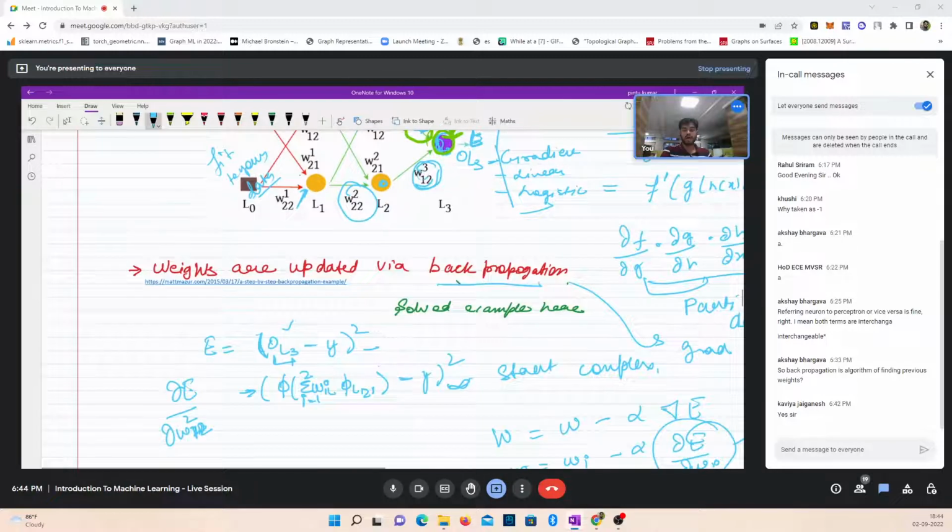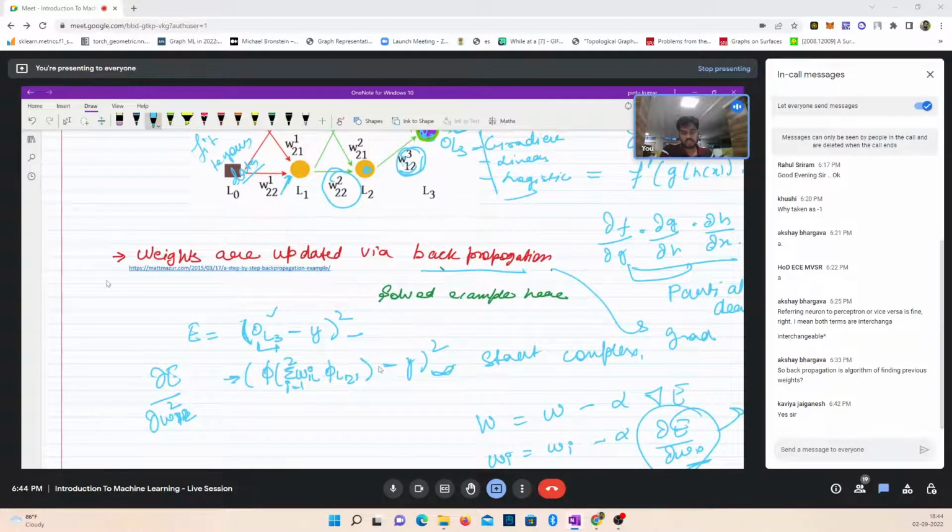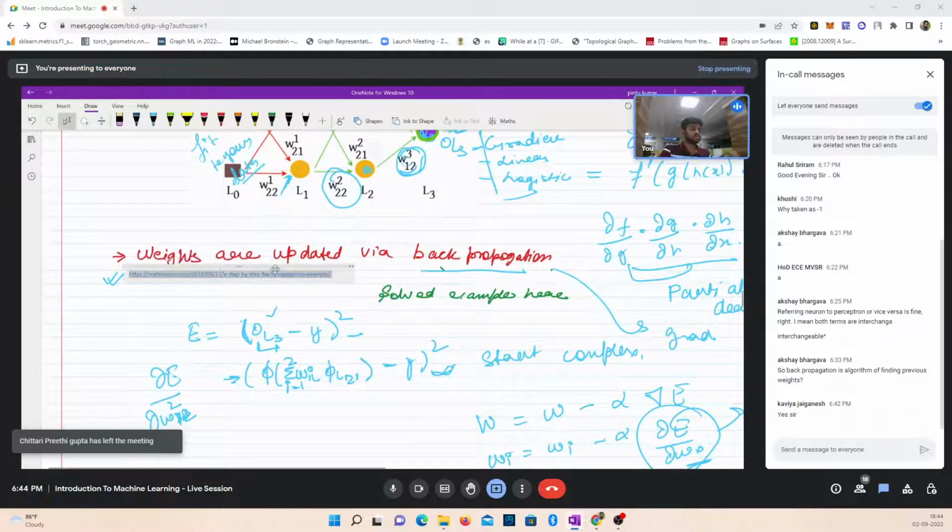I have included a resource over here. Manak is also covering it, but I have included a resource also. If you just go to this link after I post this, there is a solved example for backpropagation, that too step by step. So you can have a look at it.